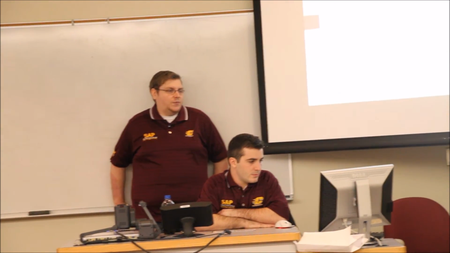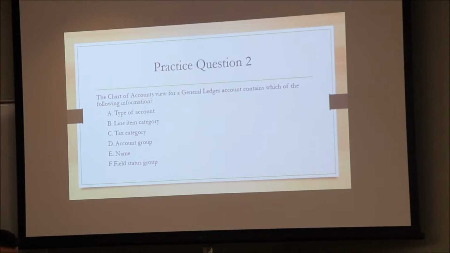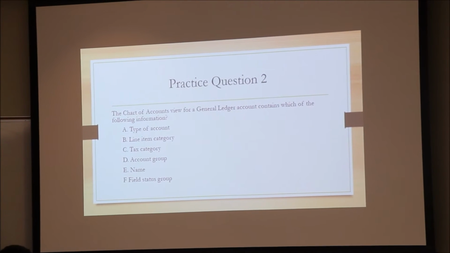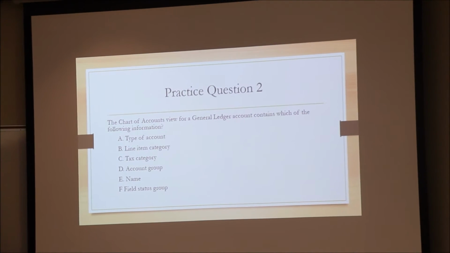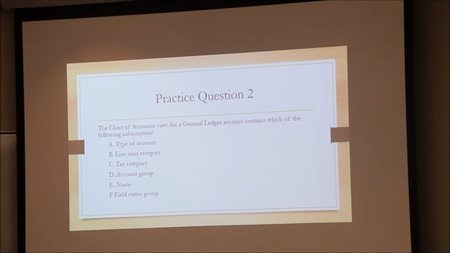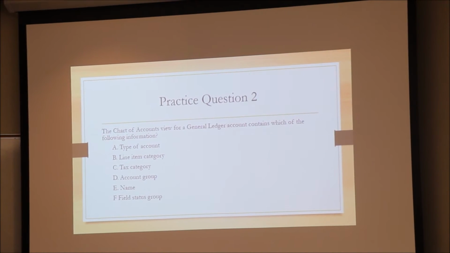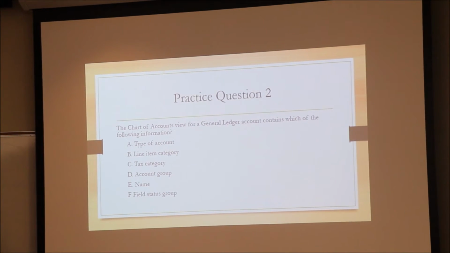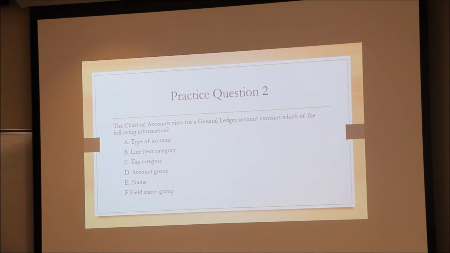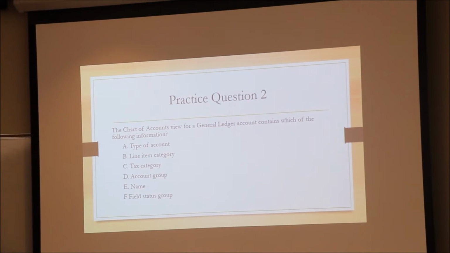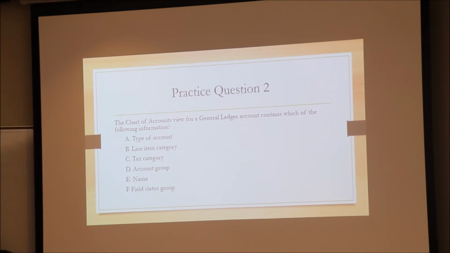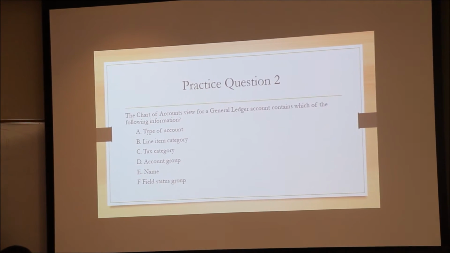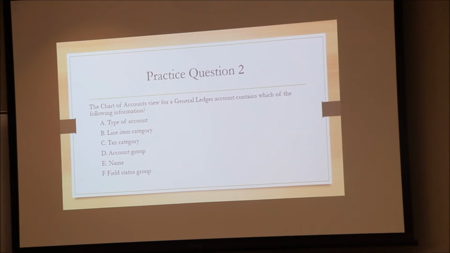So, the chart of accounts viewed for a general ledger account contains which of the following information? This is very similar to something you'll see on the actual exam with that nice mess of answers below it. So is it the type of account, line item category, tax category, account group, name, field status group? There are multiple correct answers. Account group. This one's pretty tough. This is a tougher question. This is where your notes come in handy.